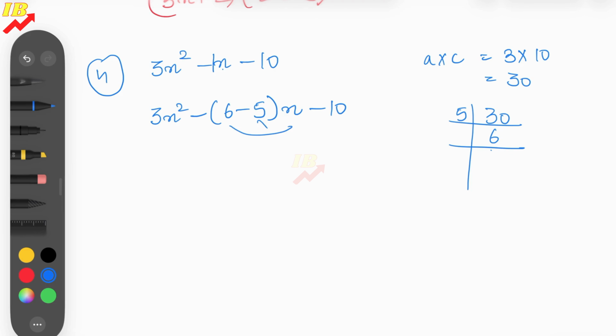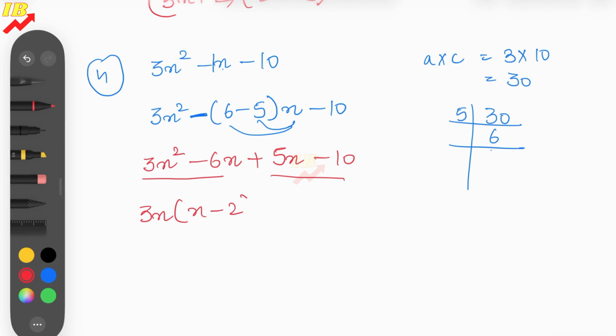Now multiply it, and I'm seeing a negative sign lying here, so just change the inside sign. So it is 3x² − 6x + 5x − 10. Now take common from these two and these two. So this is 3x common, (x − 2), and this is 5 common, (x − 2) again, right? So this is giving me (3x + 5)(x − 2). So these are the two factors here, right?